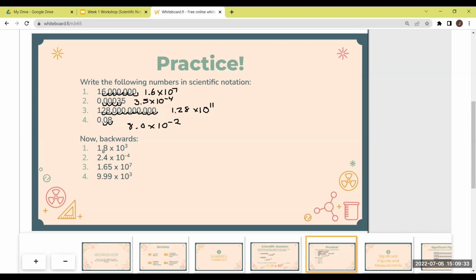So now backwards, we're going to convert these scientific notation numbers into standard form. We have 1.8 times 10 to the 3. So what I'm going to do here is write 1.8 and then move the decimal place to the right 3 times. So 1, 2, and then 3. And I'm just going to put zeros in between each part of the decimal place. And so this is going to be represented as 1800.